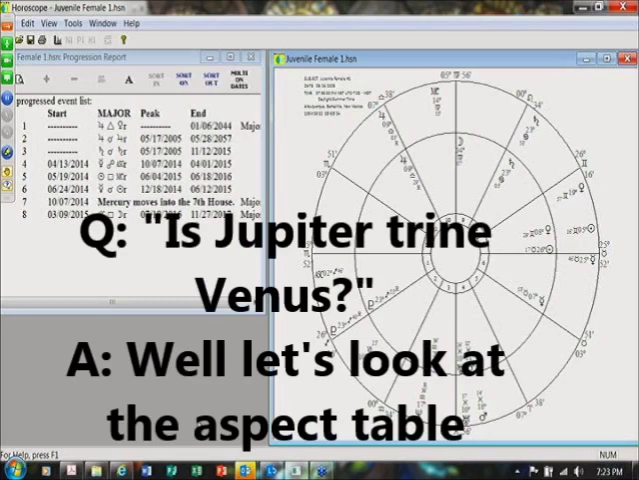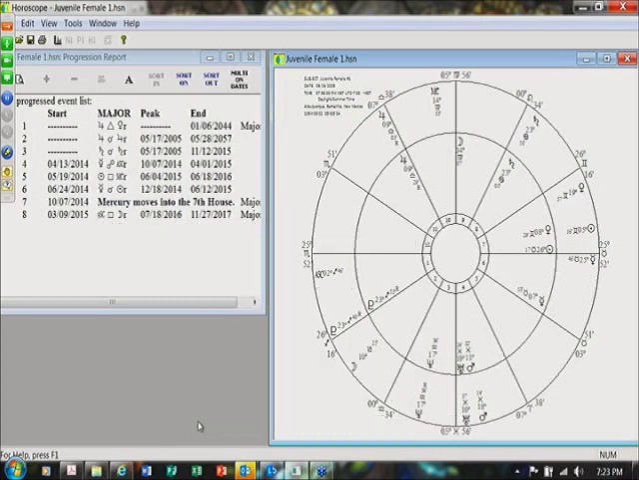Is it trine Venus? Well, let's look at the aspect table. If we go down the column with Jupiter, we can see it forms a trine to Venus. So Jupiter's at 9 Libra. To form a trine, the planet would either need to be near 9 degrees Aquarius or 9 degrees Gemini. In this case, 8 degrees Gemini is pretty darn close. It's a great chart. I mean, having a Venus-Jupiter trine in your chart is a nice asset.